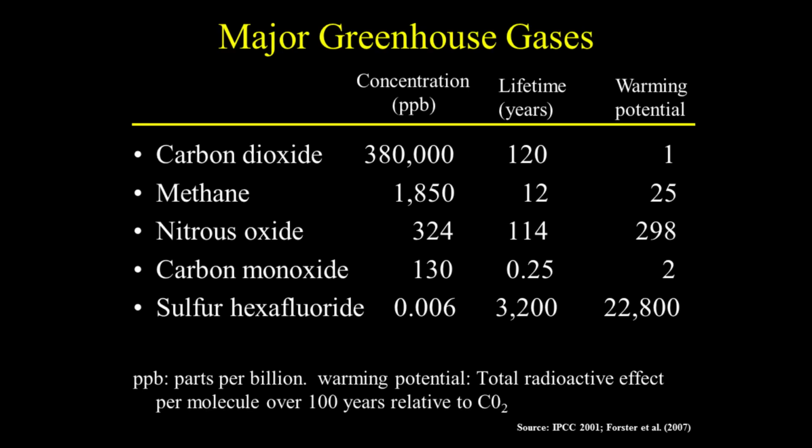This table shows some characteristics of major greenhouse gases. GHG stands for greenhouse gases. ppb stands for parts per billion. And warming potential stands for the total radiative effect per molecule over 100 years, relative to that of carbon dioxide.